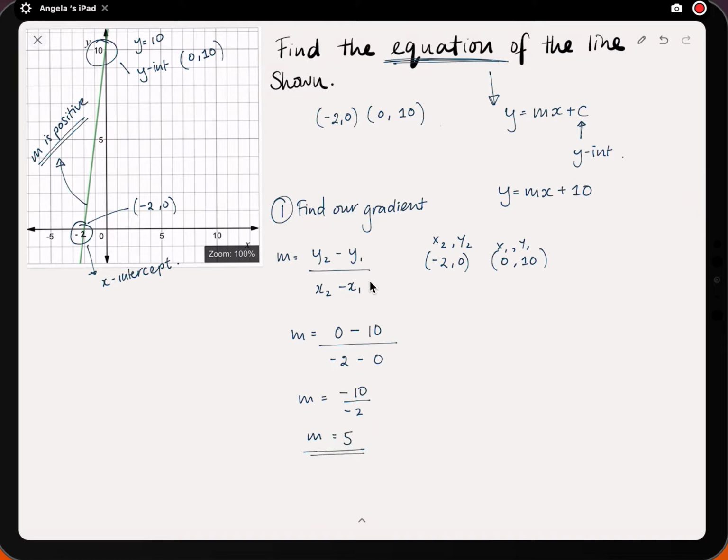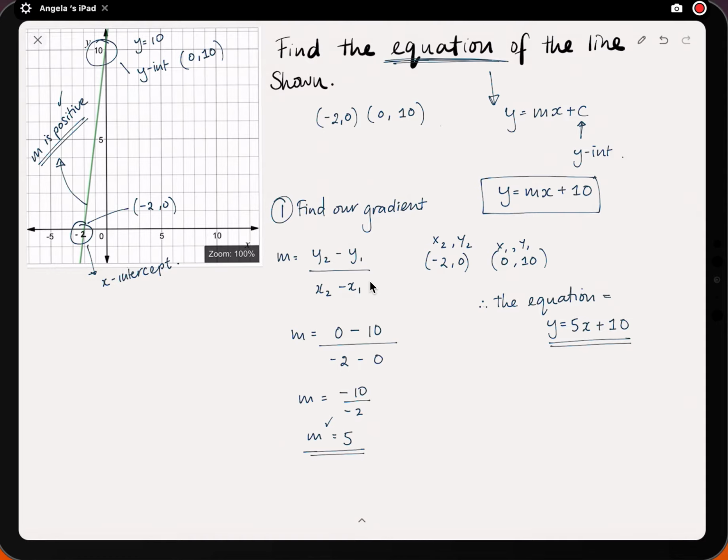So what we've now found is that our gradient is positive because it is 5, which means our graph and our gradient, in theory, what we've solved, is correct. So now, like I said, I like to rewrite my equation as I find out the elements. And remember, before we found our gradient, we worked out that our y-intercept was 10. So therefore, the equation is y equals 5x plus 10.